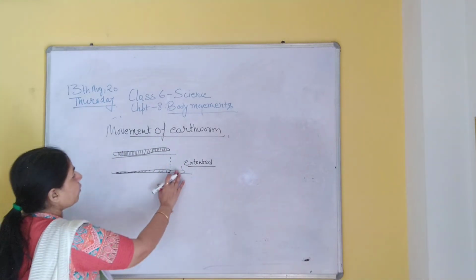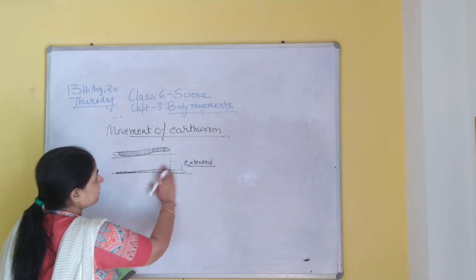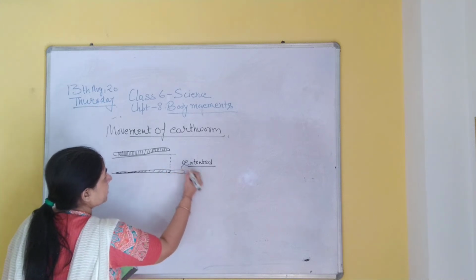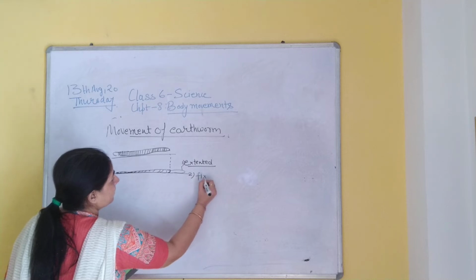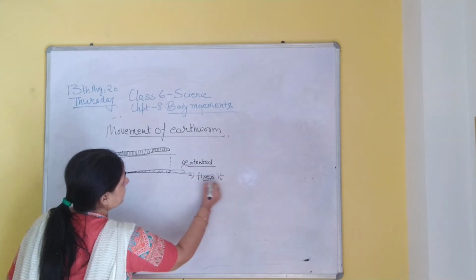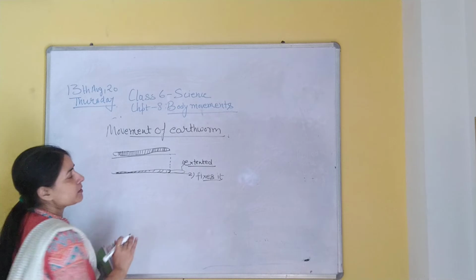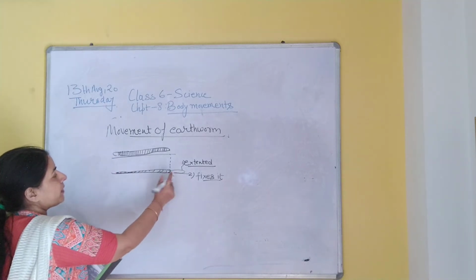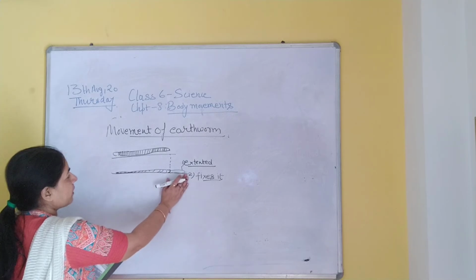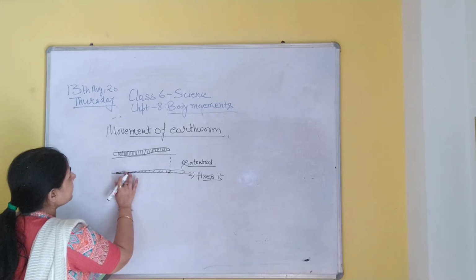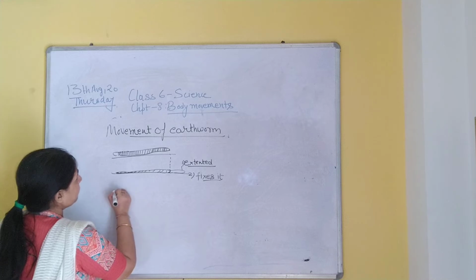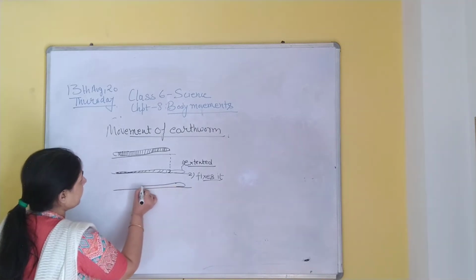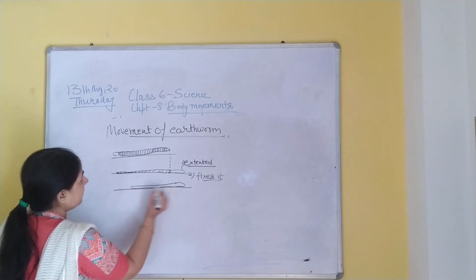Now the earthworm first extends the anterior part, and then it fixes this part. After that, when the extended part gets fixed to the ground, it releases the posterior part. The posterior part is then released. It has reached here and it has shortened the body.